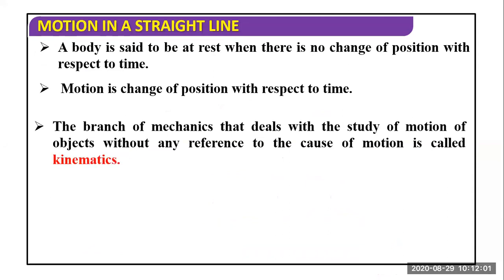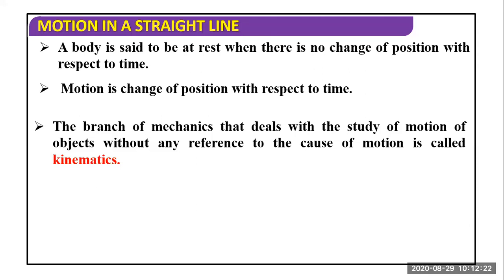So if there is change of position, we call it motion. If there is no change of position, we call it at rest. So what is kinematics? Now we have defined kinematics. It is the branch of mechanics that deals with the study of motion of objects without any reference to the cause of motion.